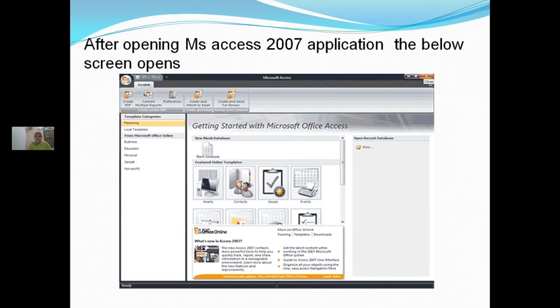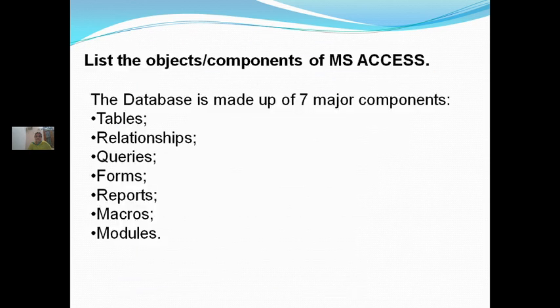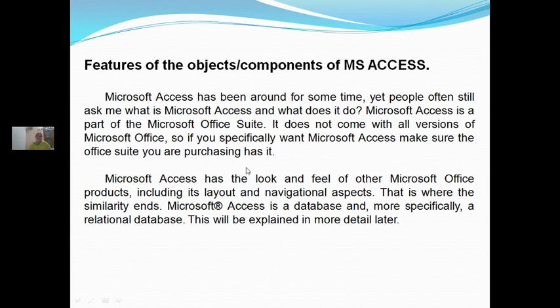Now let us move to the next slide. This slide is giving the list of objects or components of MS Access. So under MS Access, what are the objects we can see? There are seven major components or objects in MS Access, that is tables, relationships, queries, forms, reports, macros, and modules. Okay, students. Now let us move to the next slide. So this slide is explaining the features of components of MS Access.